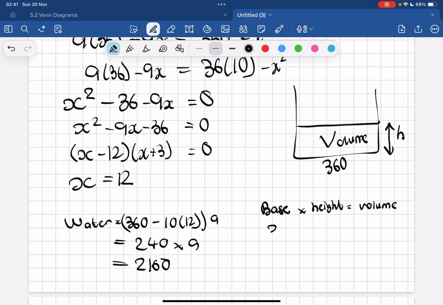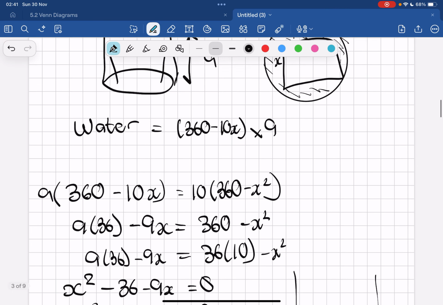Where the base is 360, height is unknown, and the volume is 2160. Height equals 2160 divided by 360, which is 6.